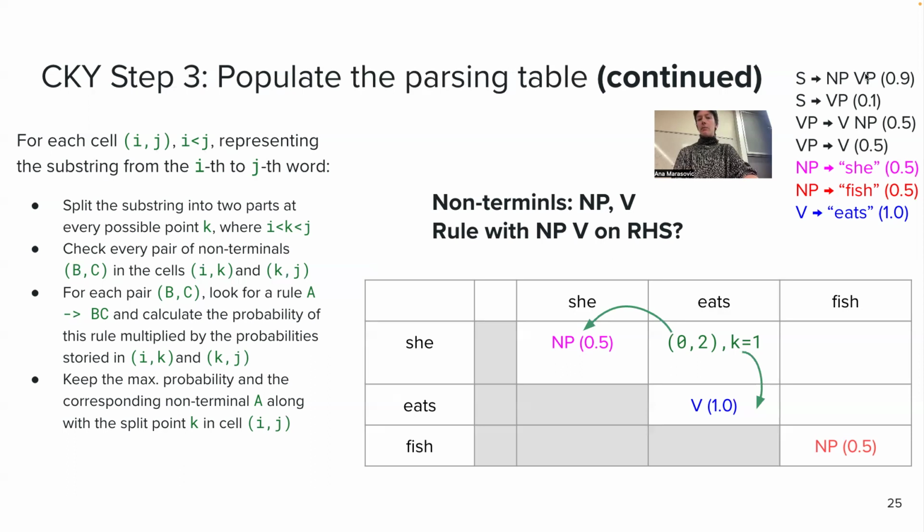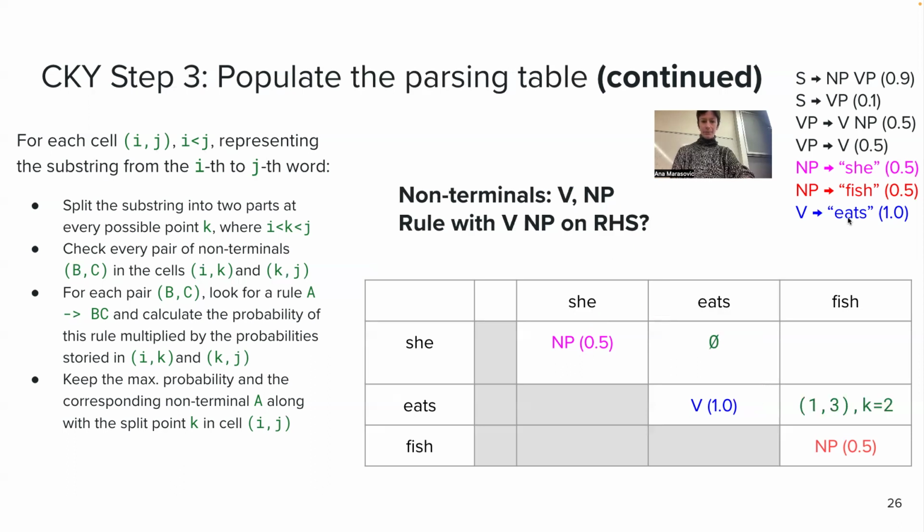We have NP, VP, VP, V, NP. Oh, close, but not the right order. V, she, fish, it's. Bummer, there isn't one, right? So here it's going to be empty, or now I'm just putting the empty set to emphasize that we covered this cell and we didn't find a rule in the grammar that can produce "she eats". Okay.